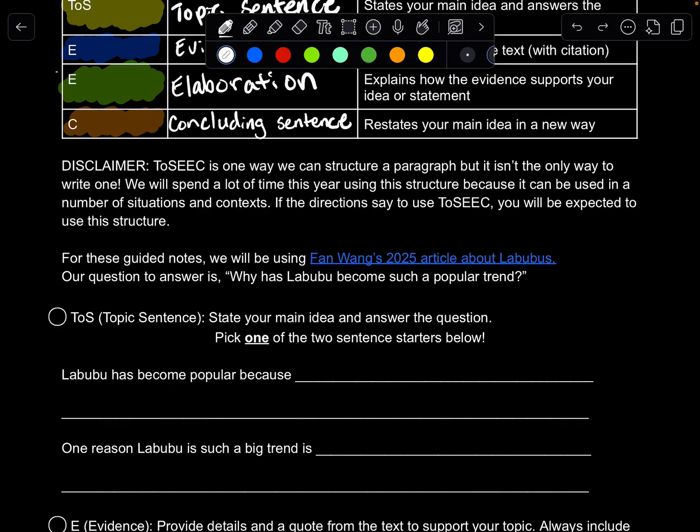Please make sure when you're actually writing, just use normal pen, pencil, whatever. But the colors are going to be helpful for what you see on the side here. So to start off, topic sentence. Remember, topic sentence is going to be yellow. So if you want to color in that circle or that square, whatever little symbol is next to TOS with yellow. Topic sentence states your main idea and answers the question.